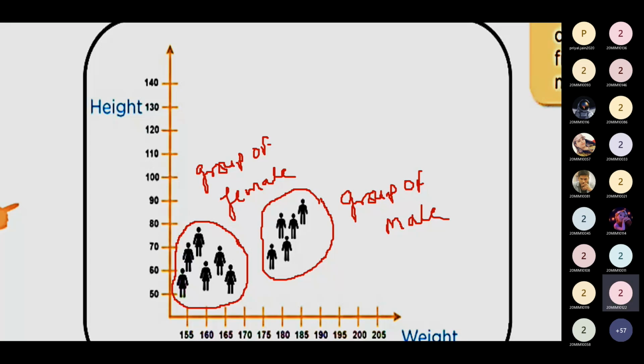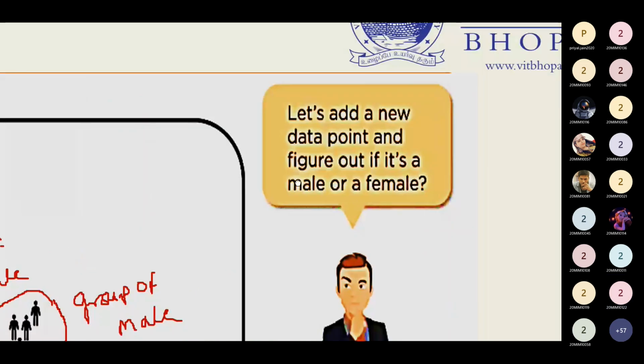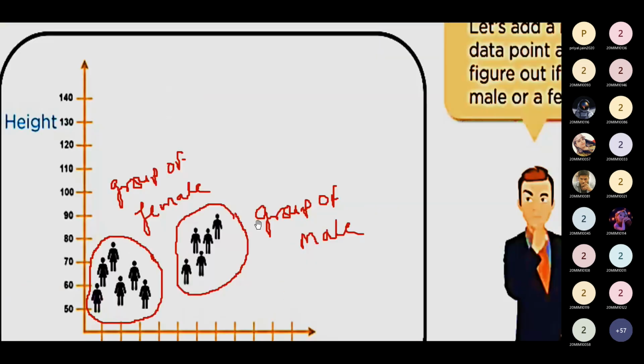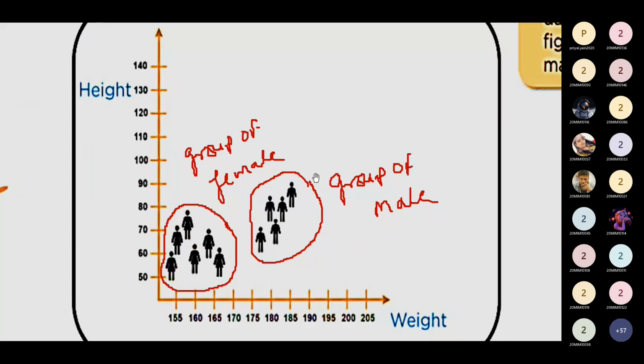So what is the question we have? We have a big question. Let's add a new data point and figure out if it is male or female. Suppose in this diagram I'm plotting random data and we need to determine whether it is female or male. Do not think about the image right now, I have just inserted it. Suppose I'm inserting the new data. So let me know, is it male or is it female? This is the big question we should have. This is what we have to follow for the prediction.